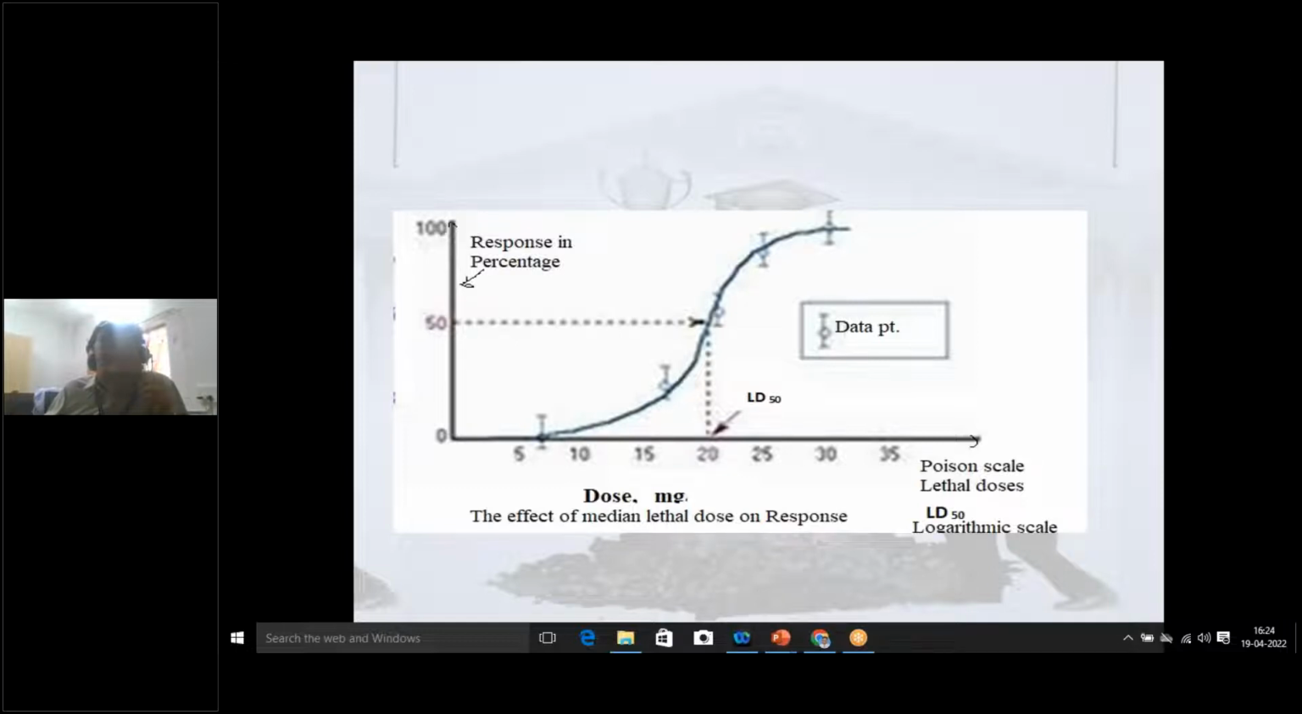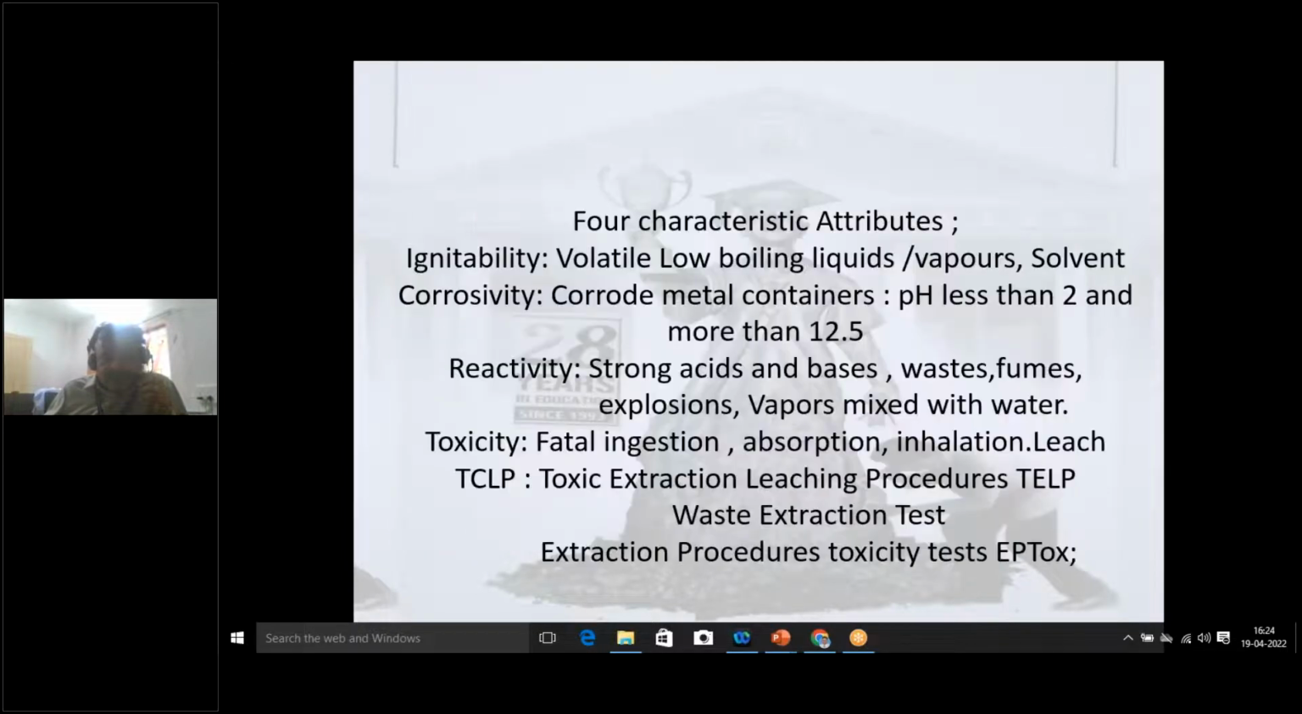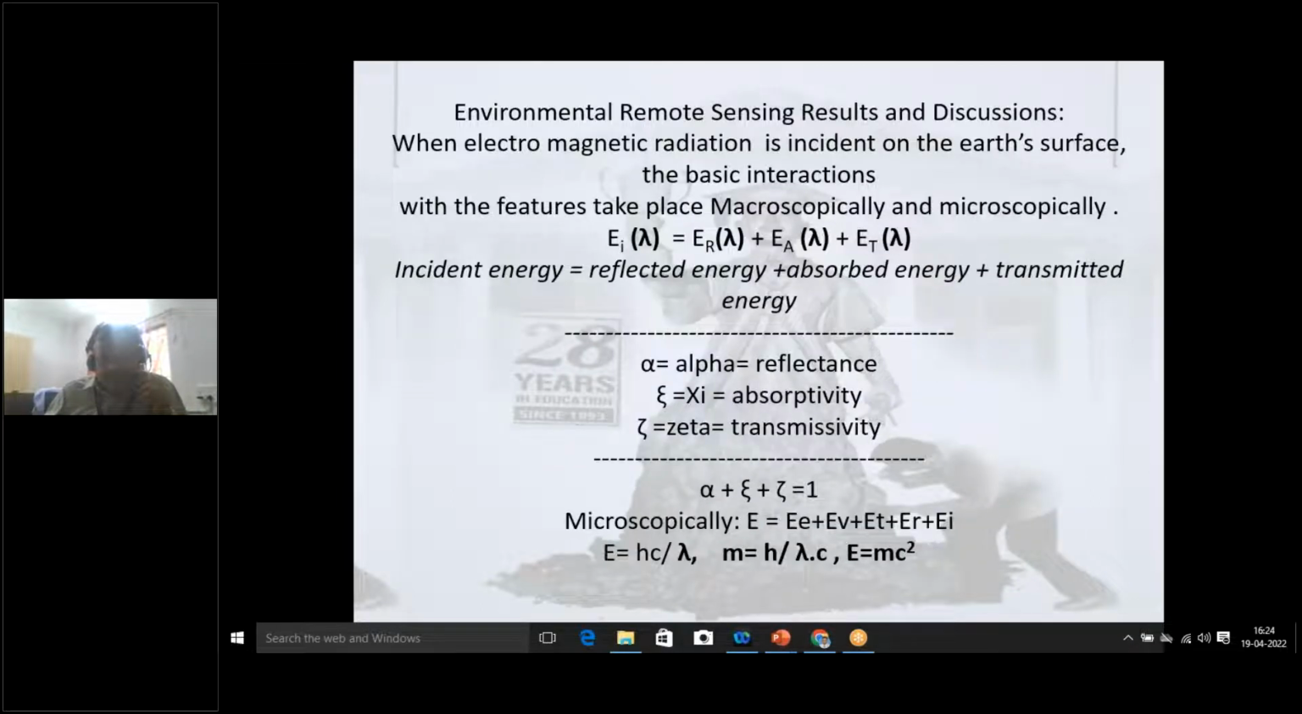It is a poisoning effect on the environment. So there is also eutrophication because of the H2S and ammonia compounds. And the ignitability characteristics, corrosivity characteristics, reactivity characteristics have been assessed, including toxicity by means of toxic extraction leaching procedures. So that is, the toxicity characteristics have been assessed. And how the environmental remote sensing results have been produced for the methane pollution problems on the environment.